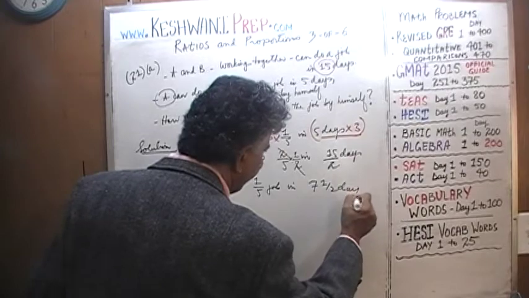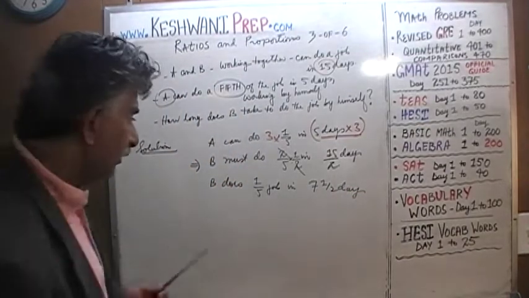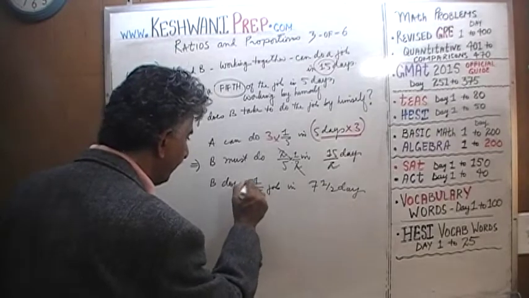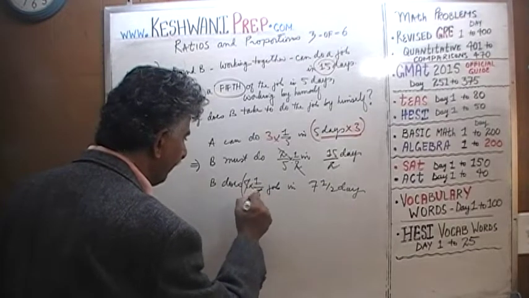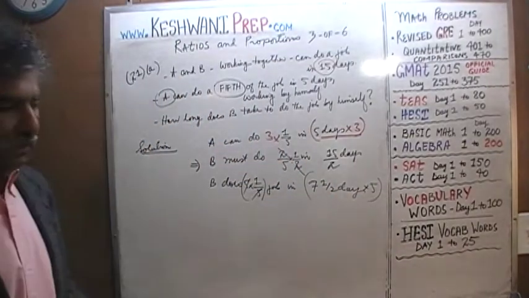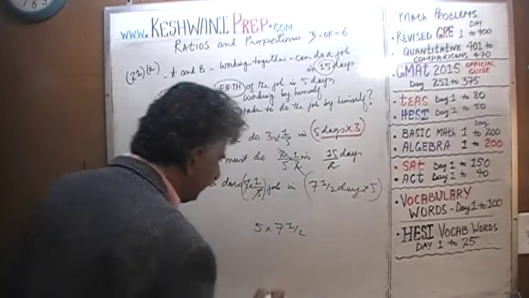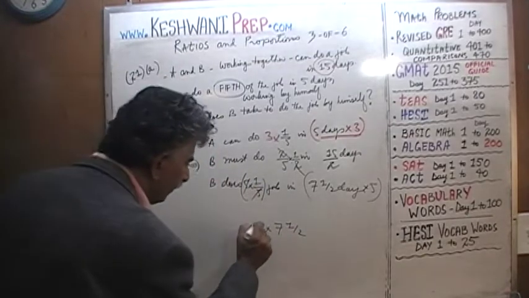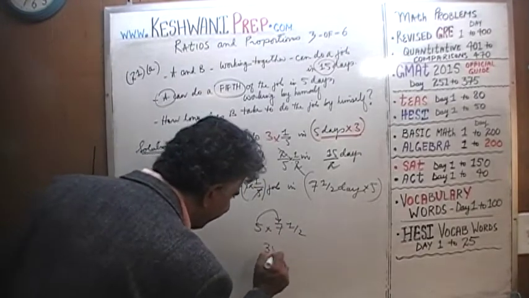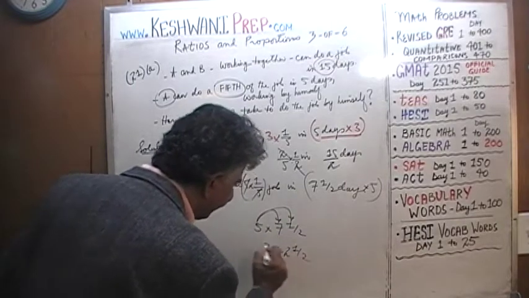We're not interested in a fifth of a job. We want to find out how long it takes him to do the whole job. So multiply it by 5 and make it a whole. Multiply this by 5 so that the 5 cancels out, and multiply the other side by 5. And we're done. That's our answer. The answer simply is 5 times 7.5. We know 5 times 7 is 35, and 5 times 0.5 is 2.5. There we go.